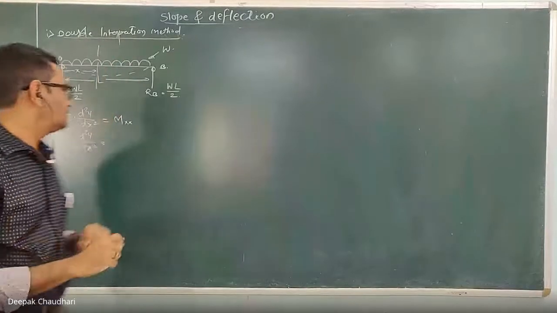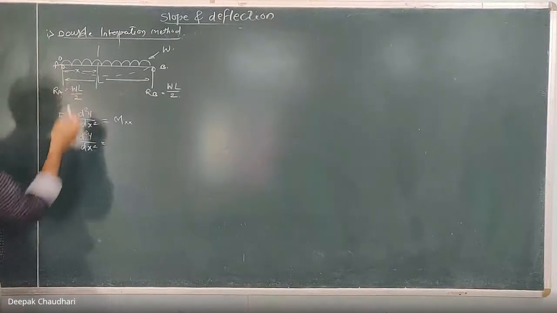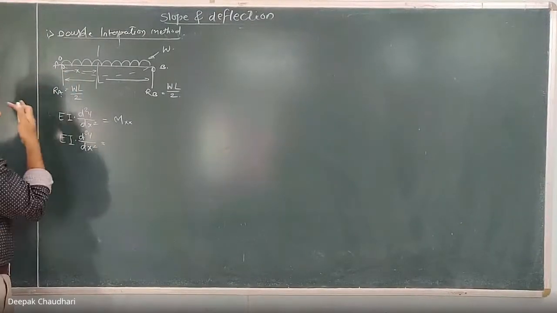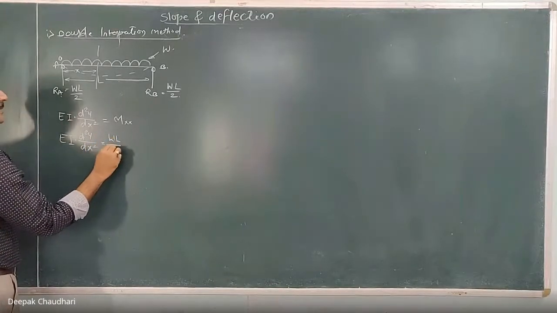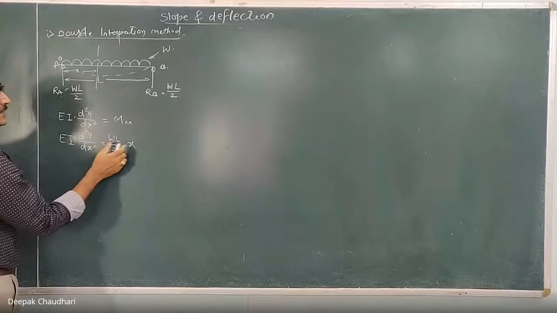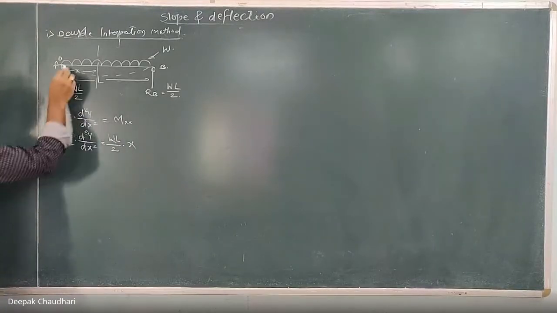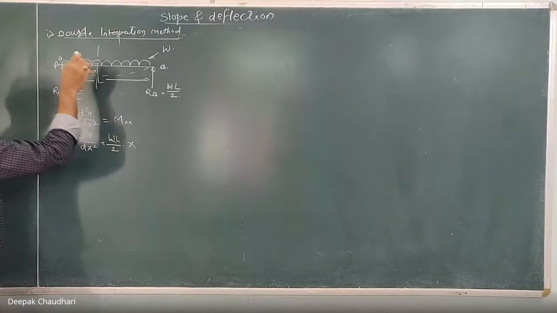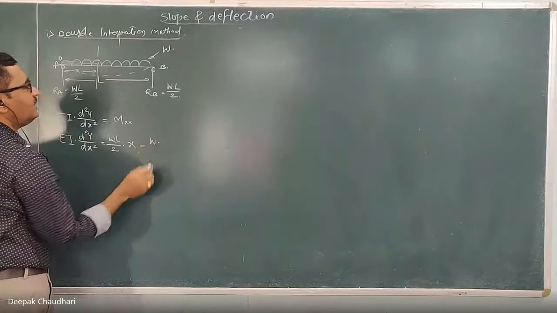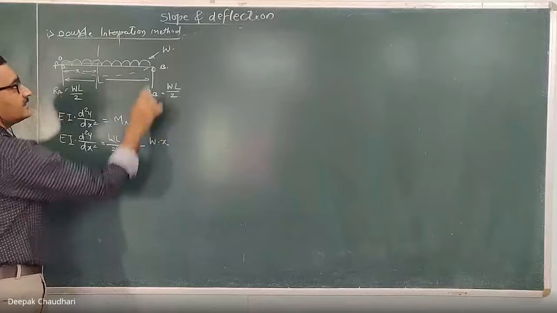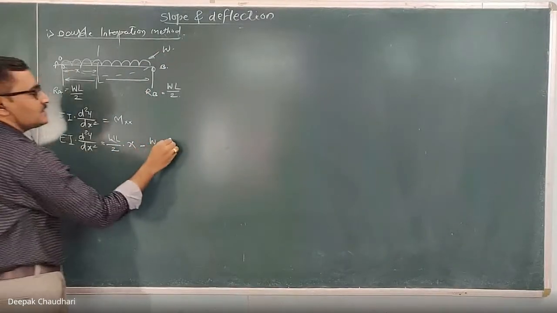So if I consider the forces on the left hand side, this RA produces the sagging bending moment, so its moment is WL by 2 into x, force into distance. This is the moment produced by this RA. Then the moment produced by this much UDL. Now it is producing the hogging bending moment, so minus. So this W into x is the equivalent point load which will act at the midpoint, so it is into x by 2.